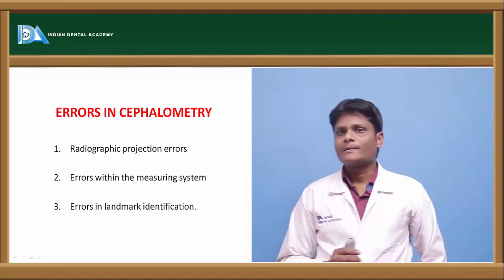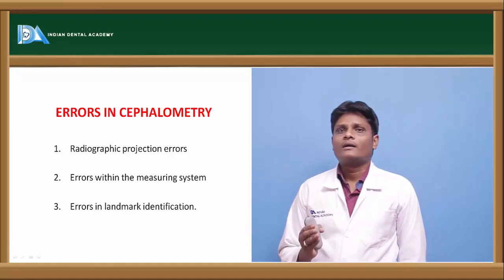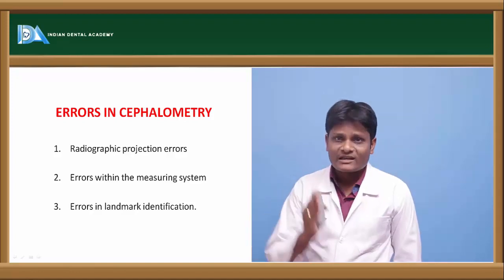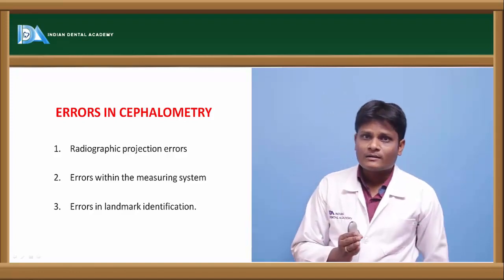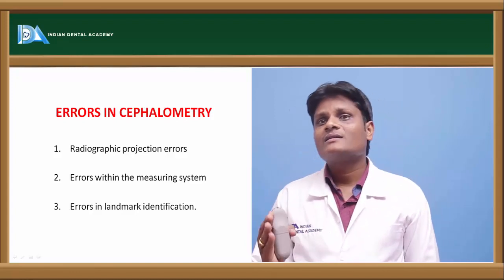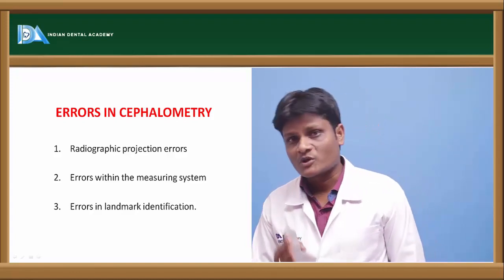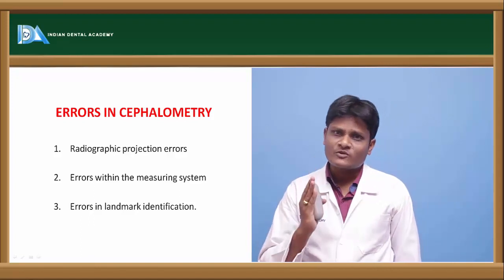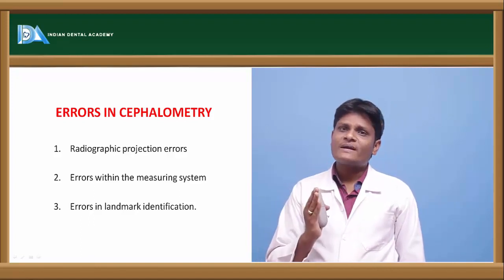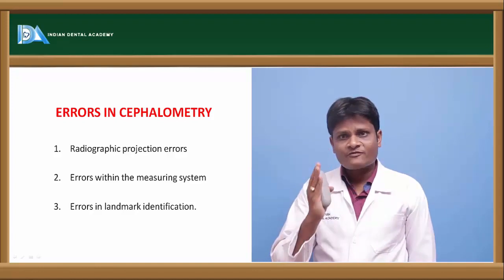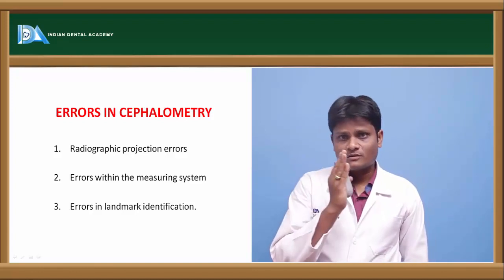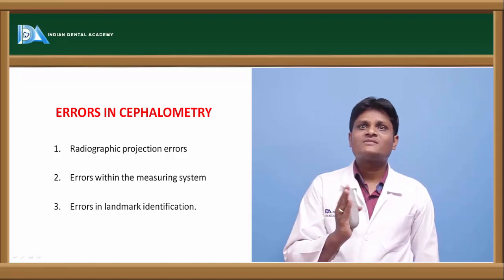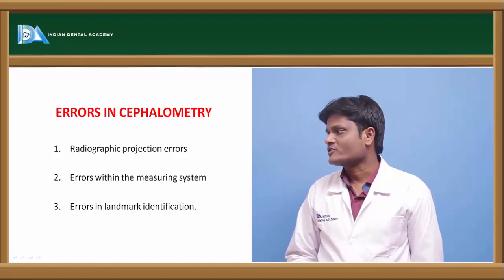Similarly, we can also have radiograph distortions and magnifications. So these are the different radiographic projection errors that are possible with a lateral cephalogram. Proper patient positioning and proper adjustment of the object film distance as well as the object source distance will eliminate the radiographic projection errors to the maximum.